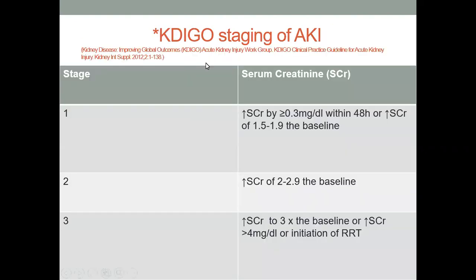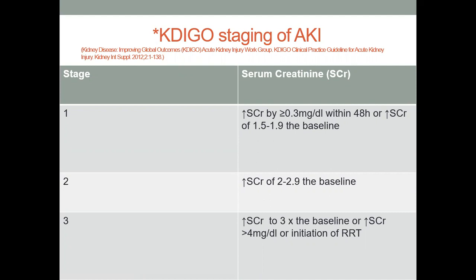Now, the most recent one that we use in our ICUs here is the KDIGO staging, the KDIGO criterion. KDIGO means Kidney Disease Improving Global Outcomes. This was published in the Clinical Practice Guideline for Acute Kidney Injury, International Supplementary Edition, in 2012. In most places, you won't hear RIFLE criterion anymore. You will hear KDIGO staging, and this is what we use right now.